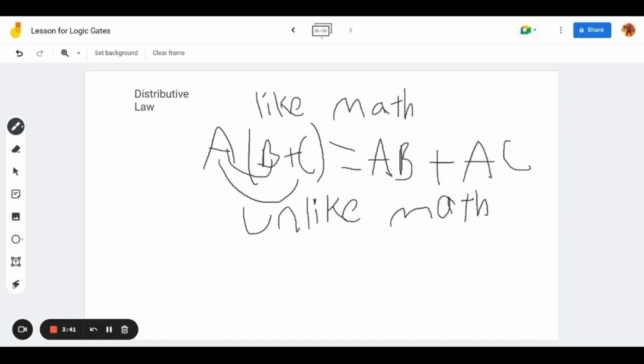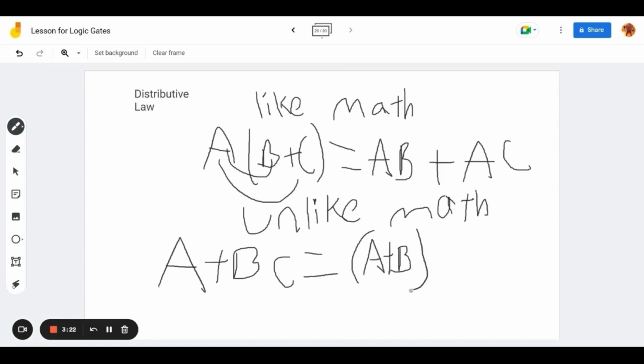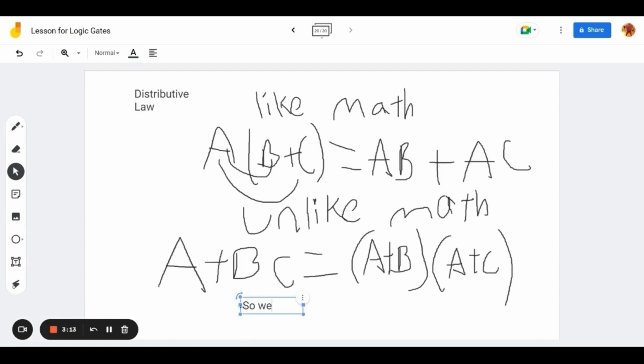Unlike math though, when it's a plus bc, something like a plus bc, you could actually write it like (a plus b) times (a plus c). So when you expand it, it will be a plus bc, the same.